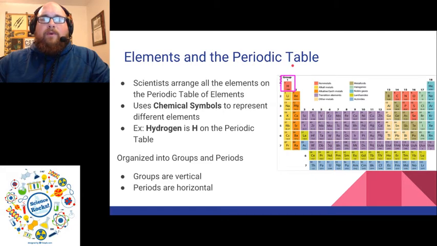So one way that I remember it is that a period goes at the end of a sentence. Well, a sentence is written horizontally, so the periods on the periodic table also go horizontally. Okay, and then of course that means groups have to be the opposite, which is up and down, vertical.